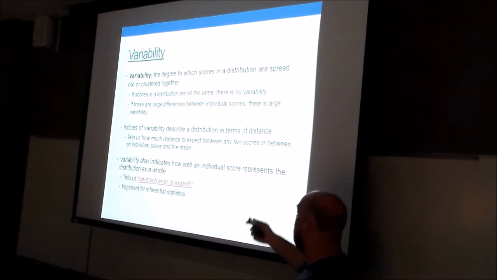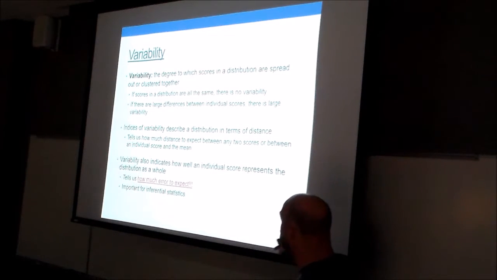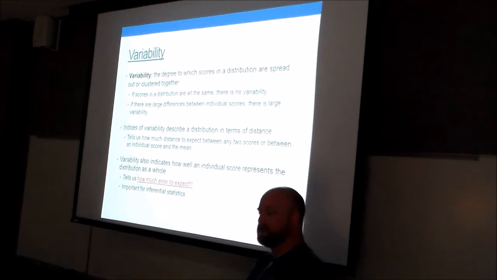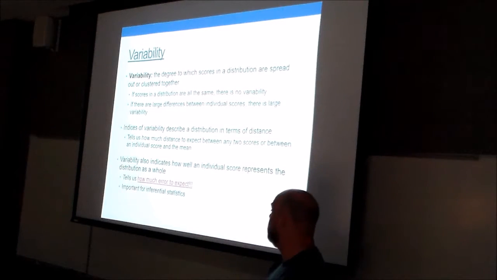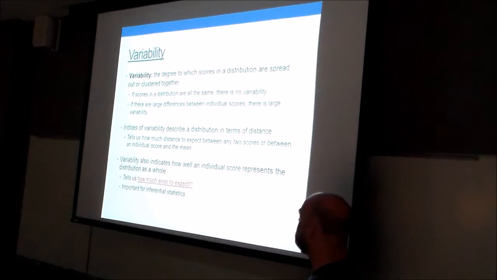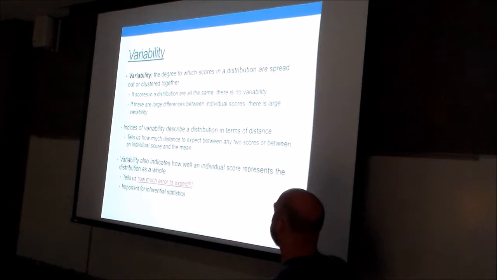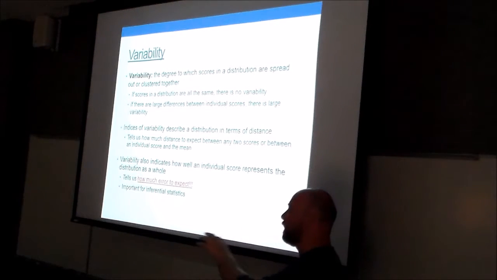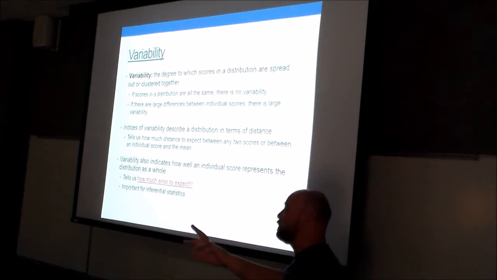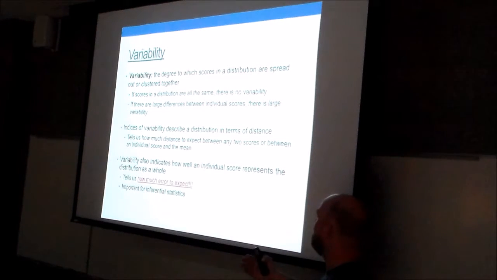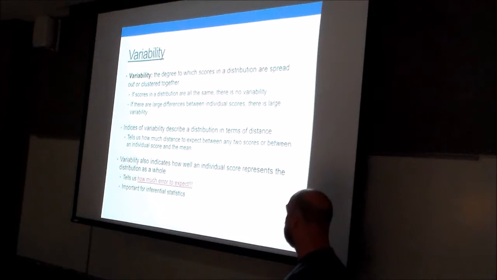So again, large differences between individual scores, large variability. If everybody's kind of close together, we have low variability. Our indices of variability describe distribution in terms of distance, right? In general, telling us how much distance to expect, depending on what type of metric we're talking about, either between any two scores or between an individual score and the mean, depending on what measure of variability we're looking at.